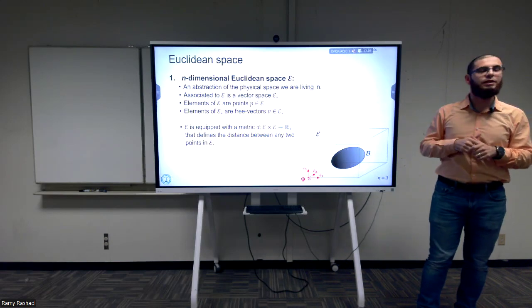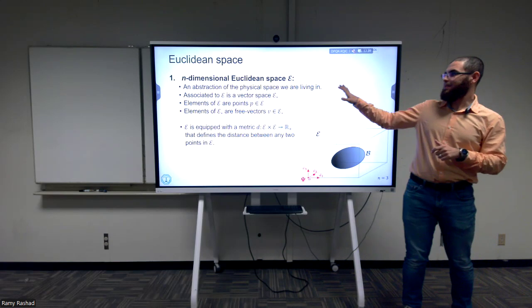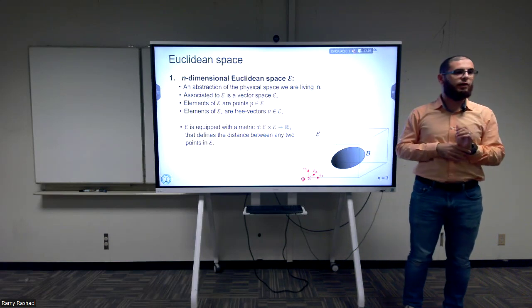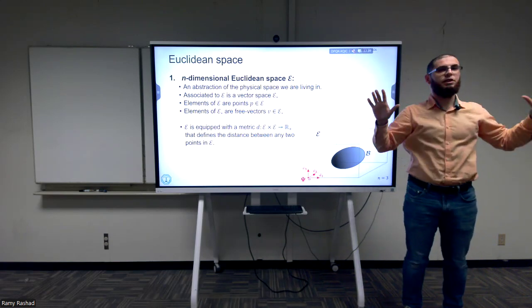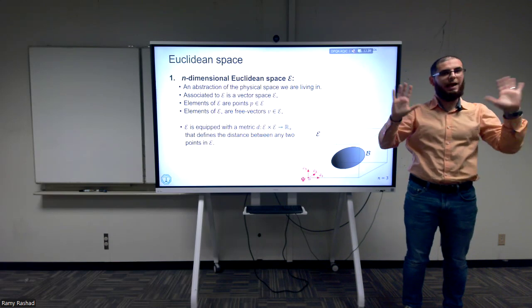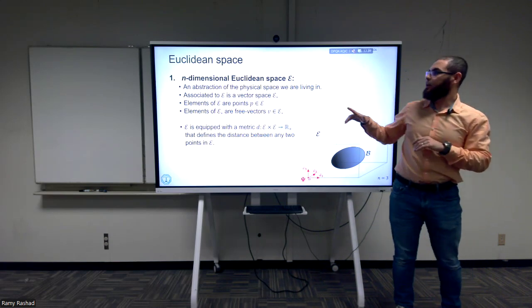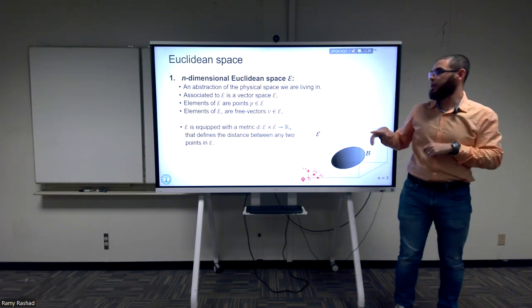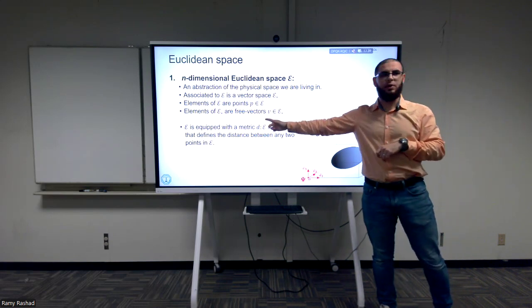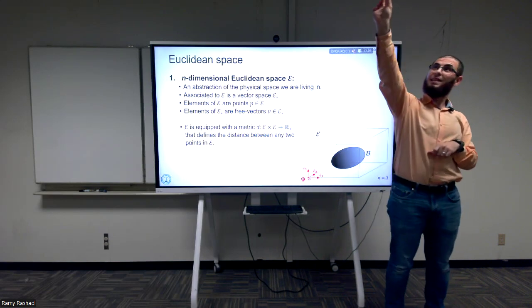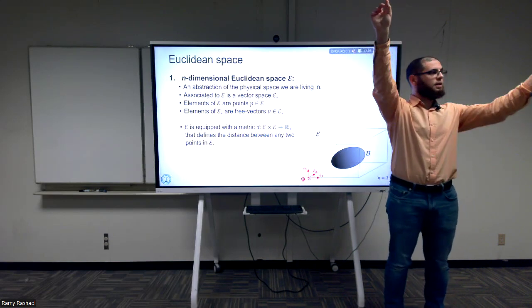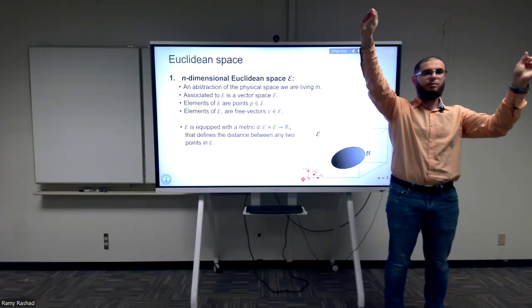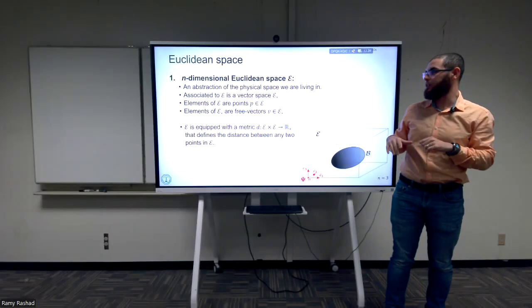An n-dimension Euclidean space is the following. It's an abstraction of the physical space we are living in. So this is Euclidean space, what we're living in, abstractly. There are two types of information existing in this abstract space, something called points and something called free vectors, okay? So this here is a point in Euclidean space, and this is another point. It's an infinitesimal point in the Euclidean space.